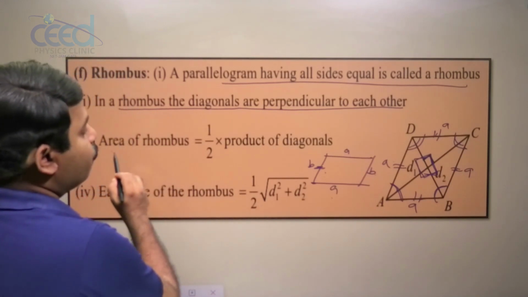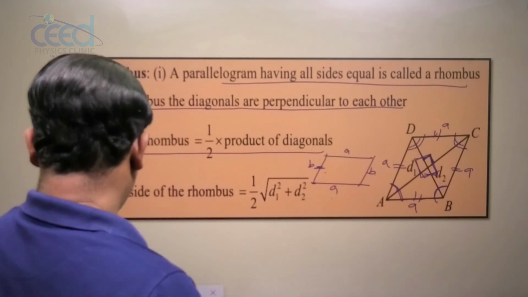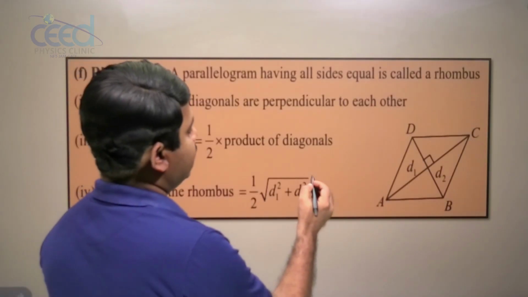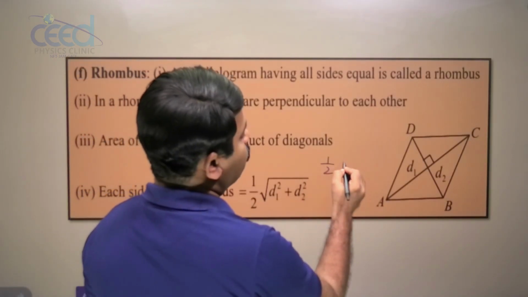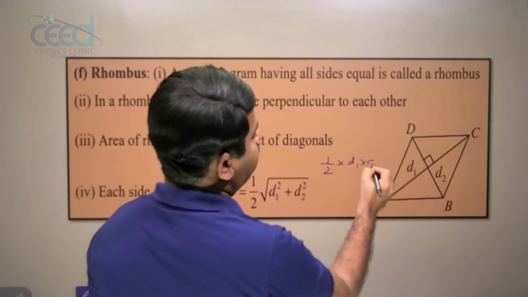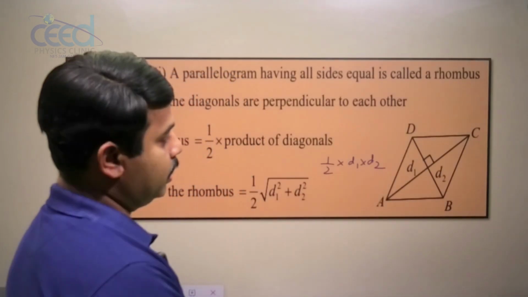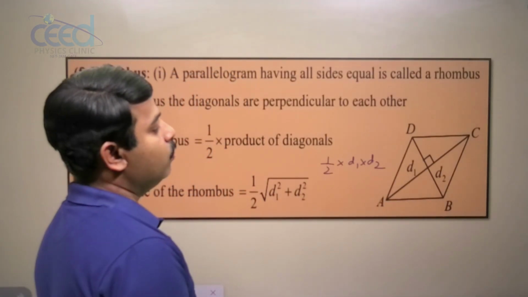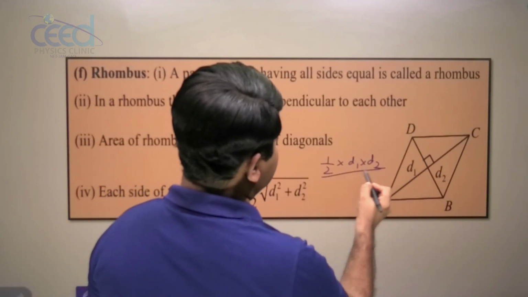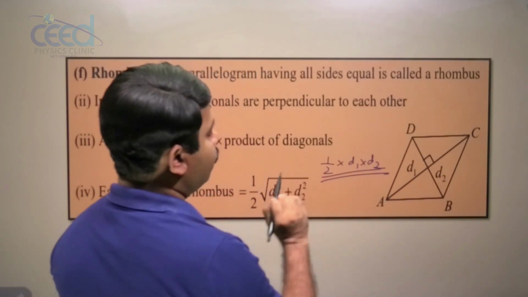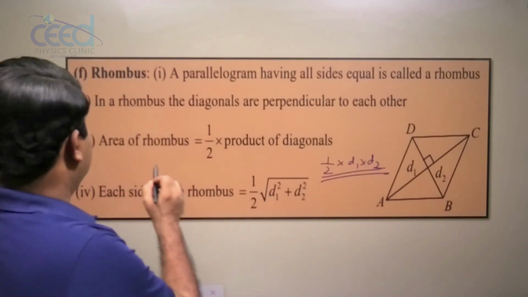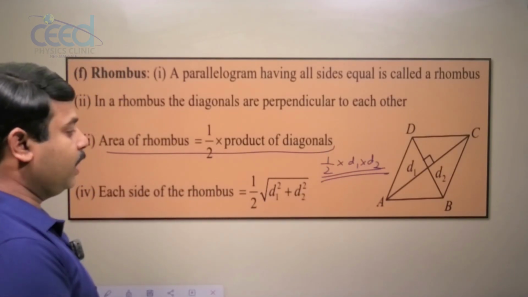Now the area of a rhombus. The area of a rhombus is half into diagonal d1 into d2, half into d1 into d2. This is the product of the diagonals divided by 2. That is the area of the rhombus.